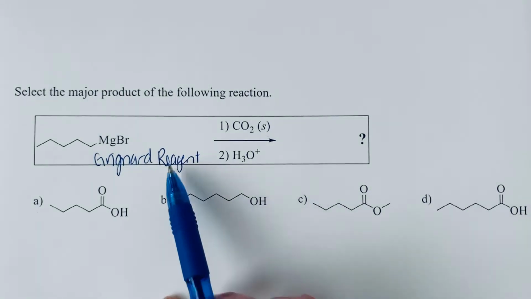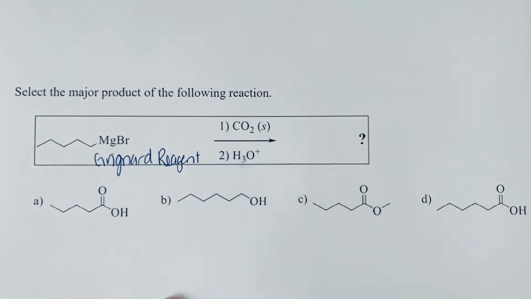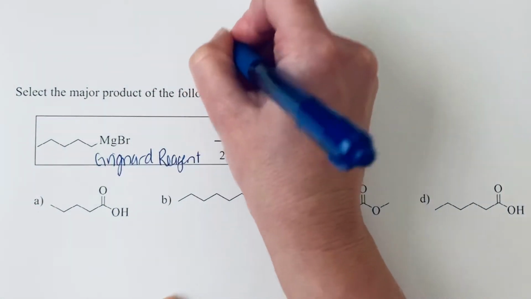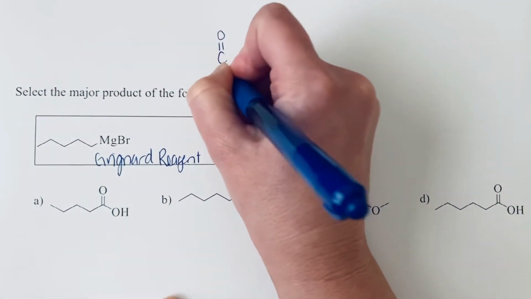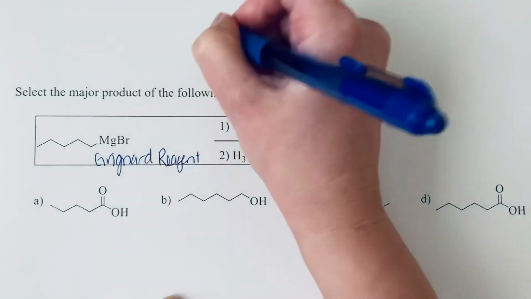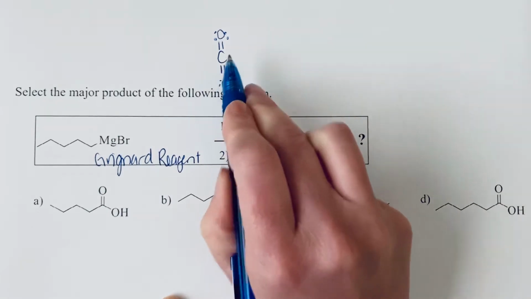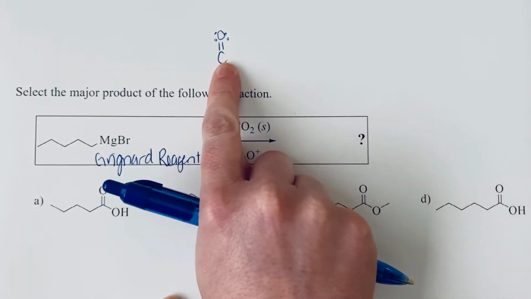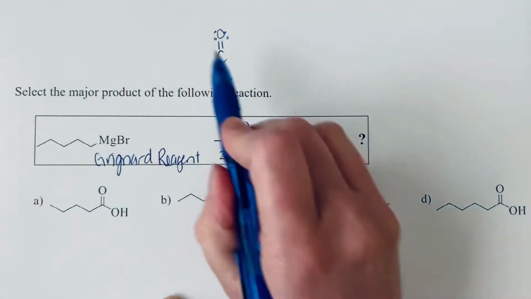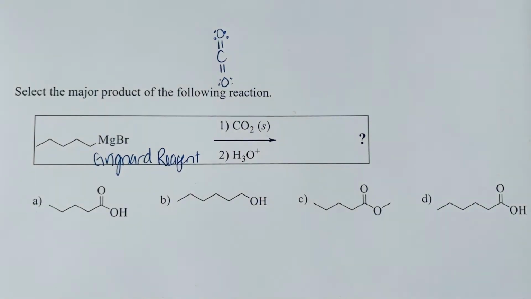So if we're taking a look at what we're reacting it with, we see that we're reacting this with carbon dioxide. So here is the general structure of carbon dioxide, and the carbon in the center here, if we cover up one side, we see it looks kind of like a carbonyl, and we can add to the carbon of carbon dioxide the same way we would add to a carbonyl.